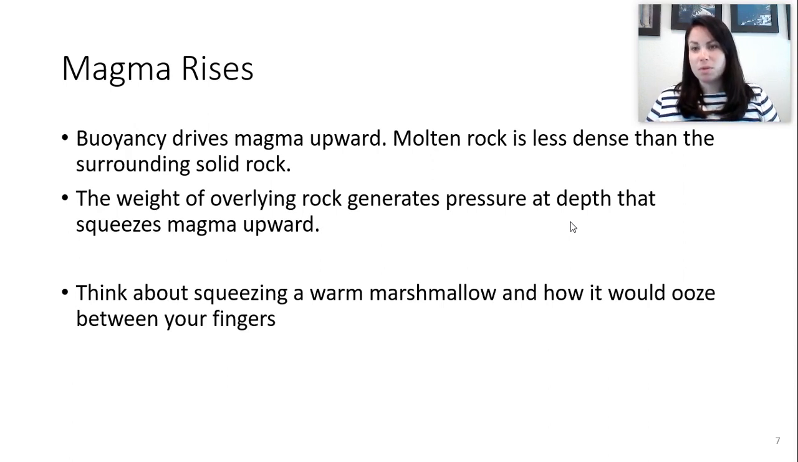So think about when you squeeze a warm marshmallow. Think about if you're making s'mores, how soft it is. A marshmallow itself is quite gooey and soft, but think about when it's melted and warm, how oozy it can be. Think about how you apply pressure onto a marshmallow and how it oozes between your fingers or how it stretches. That's an example of how an overburden or overlying rock would push down on magma, and that would cause it to squeeze and move.